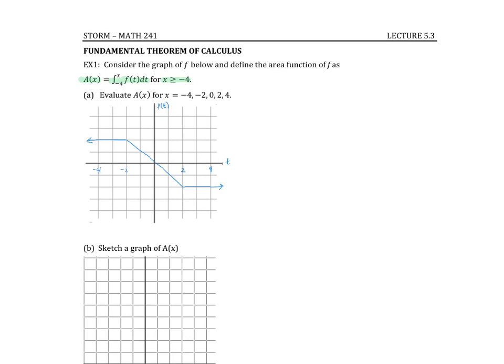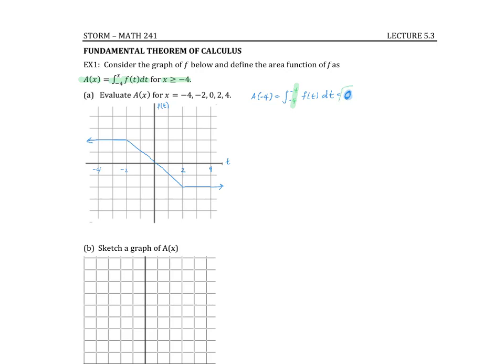So if I wanted to evaluate this area function when x is equal to -4, the area function at -4 says we're going to substitute in -4 into the integral. So it's going to go from -4 to an x value of -4 of my function. And going back to the properties of integrals, remember that if you have your limits of integration the same, so we have -4 and -4, your integral is just equal to 0.